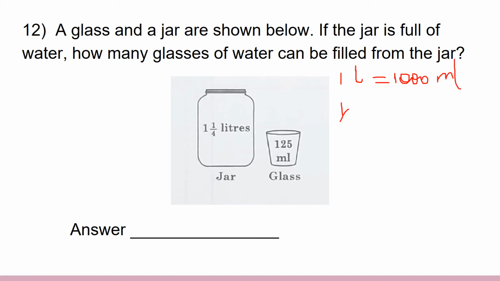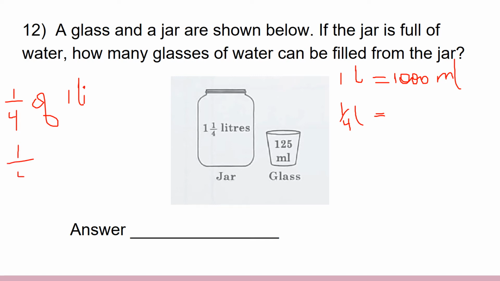1/4 liter will be equal to, we can find 1/4 of 1,000. Now let's work that out on this side. I want to find out how much is 1/4 of 1 liter. How do I work this out?